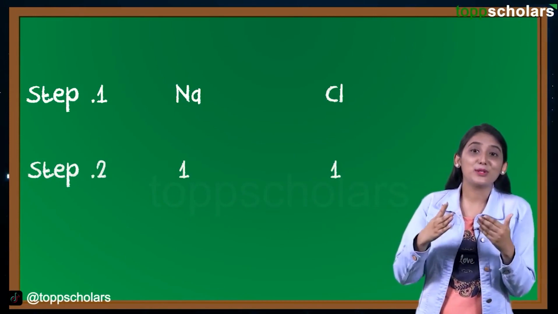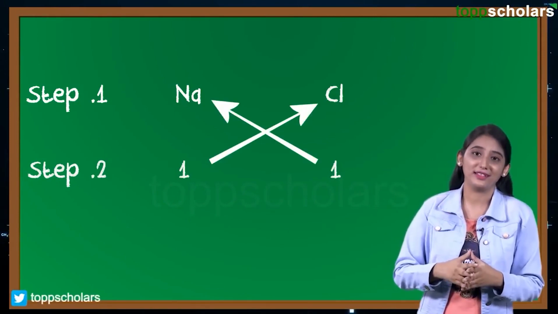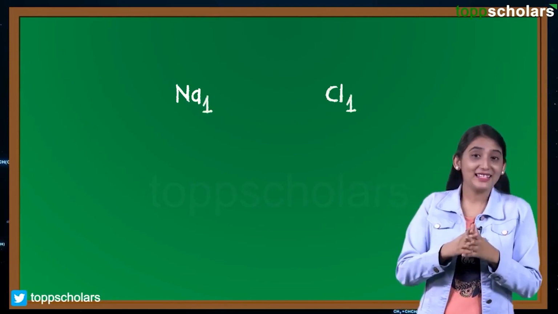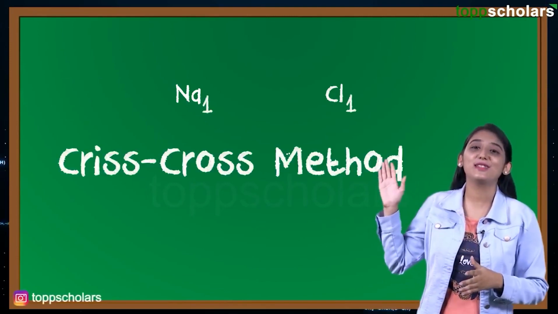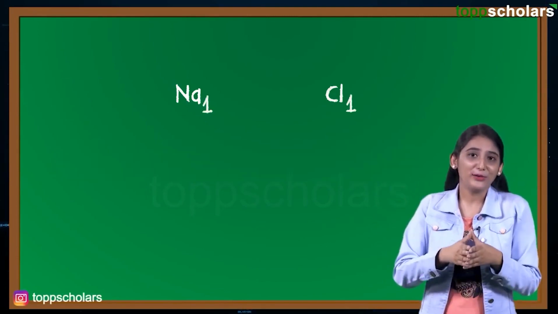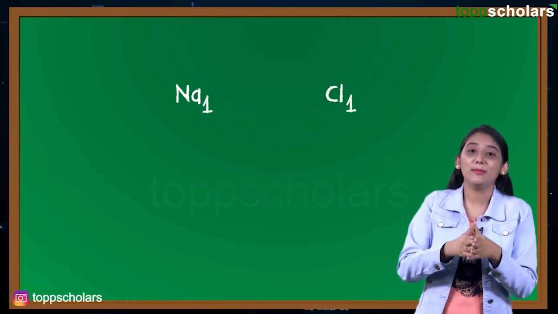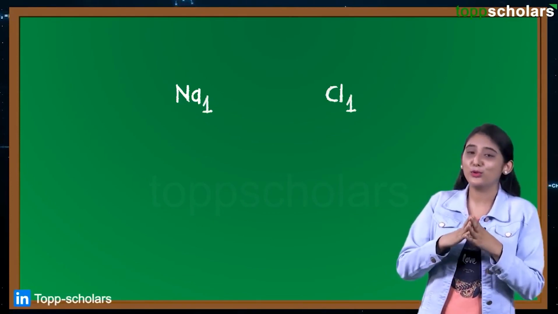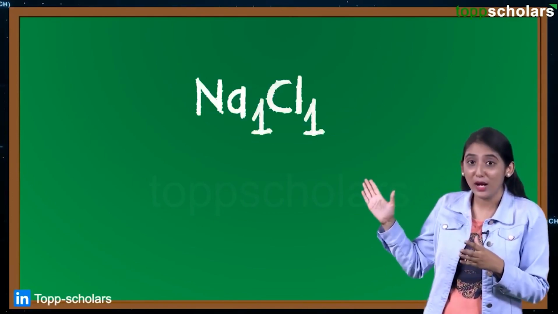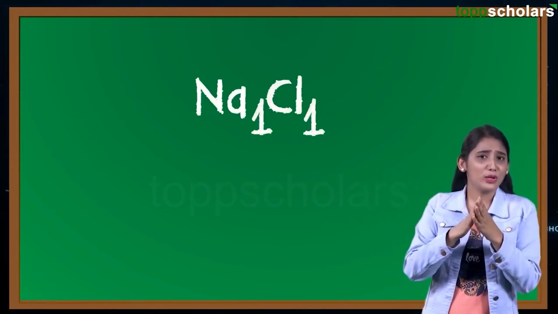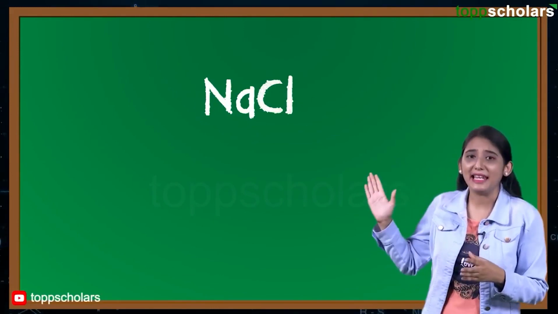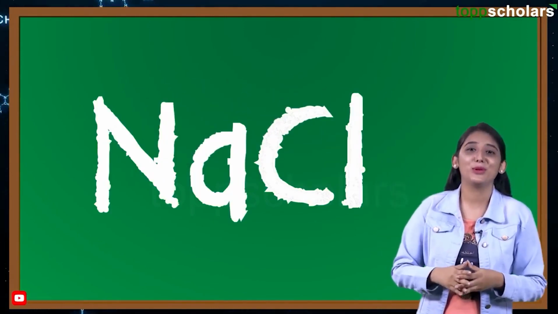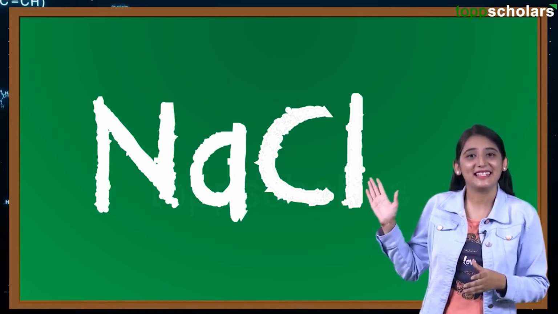The next step is to cross multiply the valency. So let's cross multiply the valencies like this. Hence, this method is called the criss-cross method. Now, the last step is to write down the chemical formula of the compound. So the chemical formula of sodium chloride becomes Na1Cl1, which can also be written as NaCl. So the chemical formula of sodium chloride is NaCl.